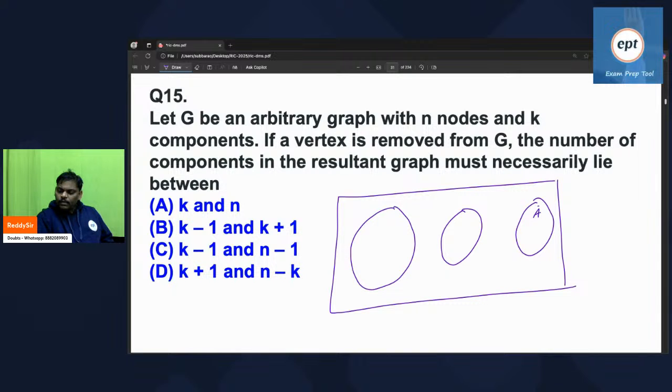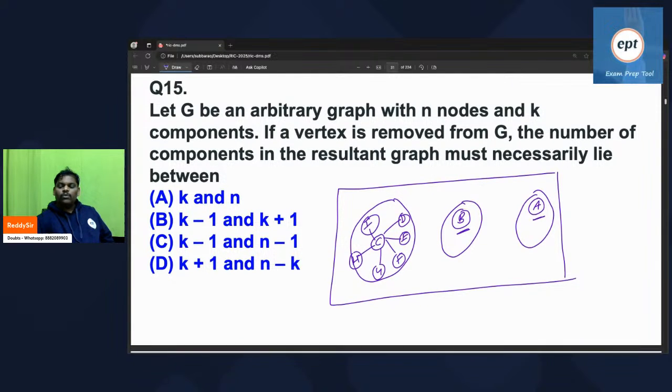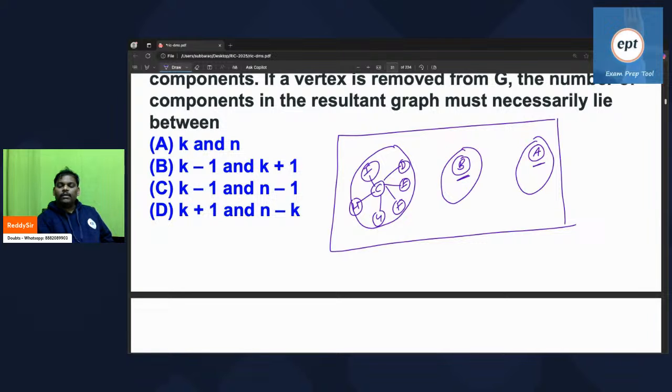Here one vertex is there, A, and B. Remaining vertices are here: C, D, E, F, G, H, I. Assume so. Totally, 1, 2, 3, three components are there. Remember, actually three components are there.